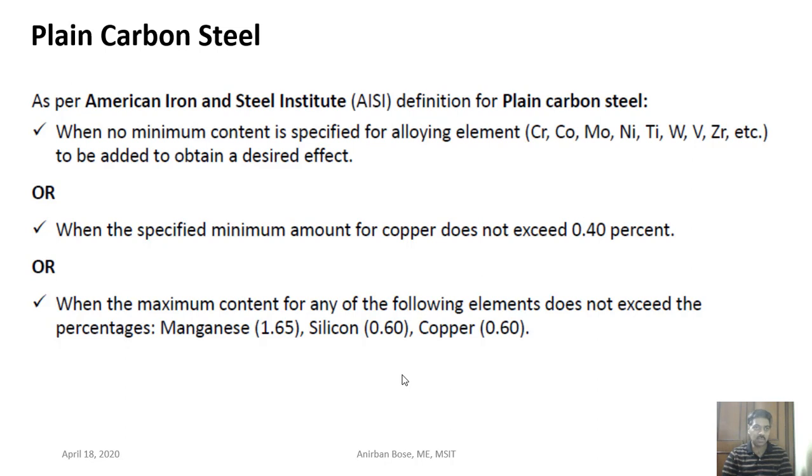But a simple idea, you just remember, plain carbon steel means only iron and carbon is there. We are not depending on the other alloying elements for the properties of those steels.